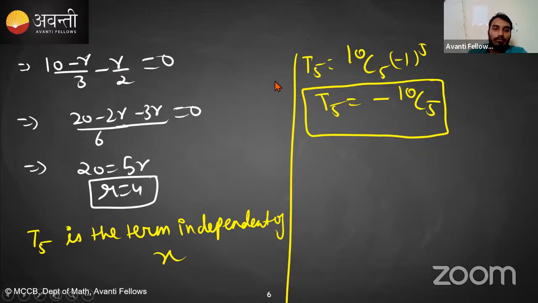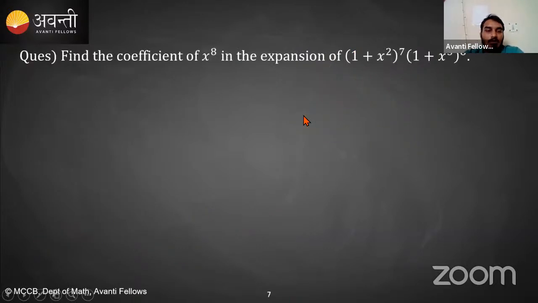Okay. So now, if it is clear, then let's proceed to the next question. The question is saying: find the coefficient of x raised to the power 8 in the expansion of (1 plus x square) whole raised to 7 into (1 plus x cube) whole raised to the power 8. So you have to find the coefficient of x raised to the power 8 in this expression.